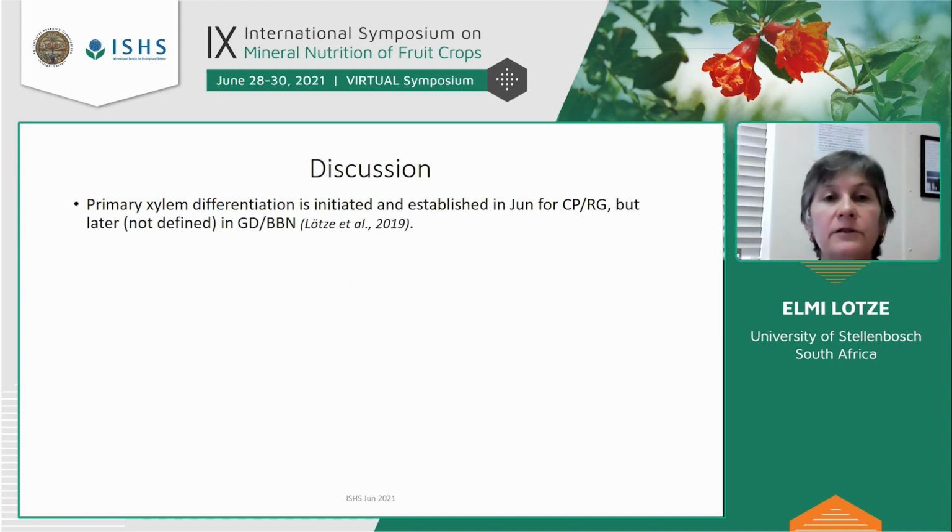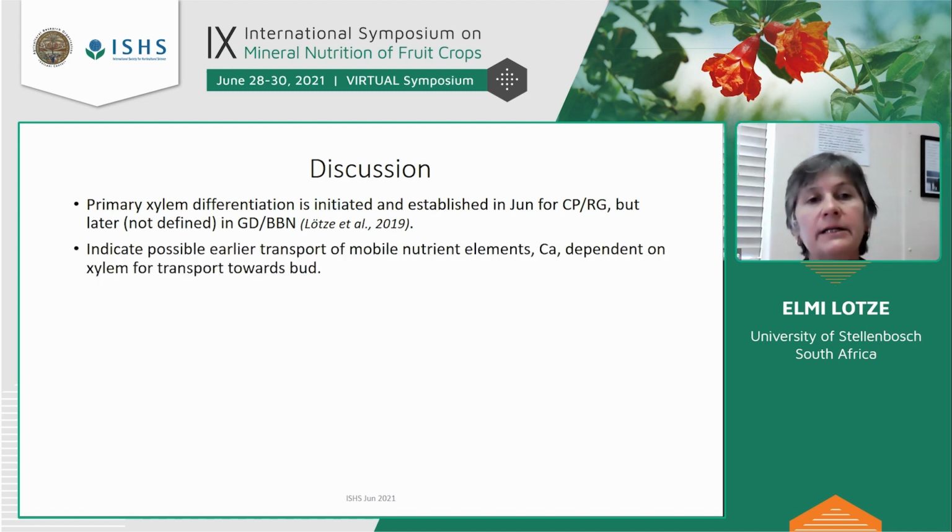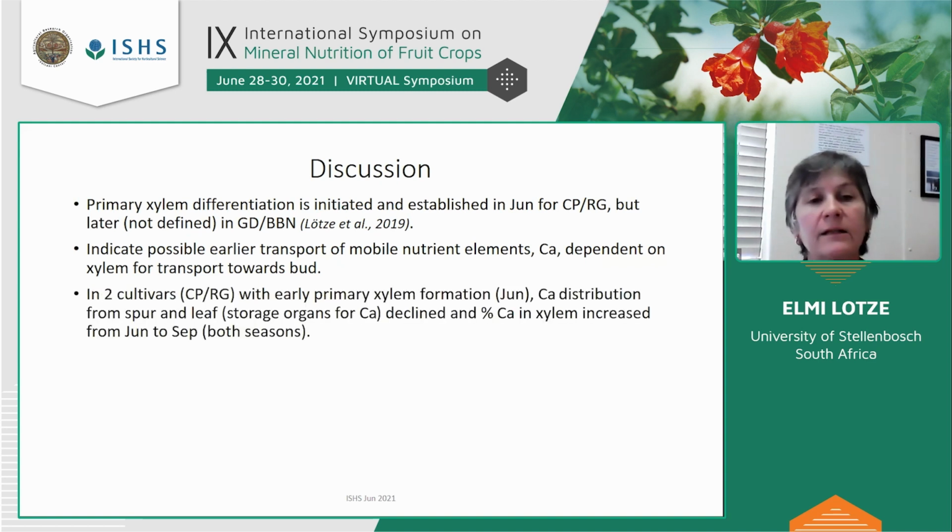The primary xylem differentiation was initiated and established in June for Crips Pink and Royal Gala, as reported before, but it was later, although it couldn't be defined, in Golden Delicious and Brabant. This may indicate a possible earlier transport of the mobile elements, for example calcium, that are dependent on xylem transport towards the bud. In the two cultivars with the early primary xylem formation in this study, the calcium distribution from the spur and the leaf declined over time, and the percentage calcium in the xylem increased from June to September during both seasons.